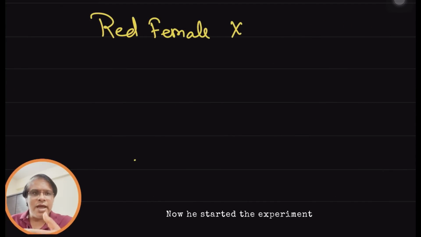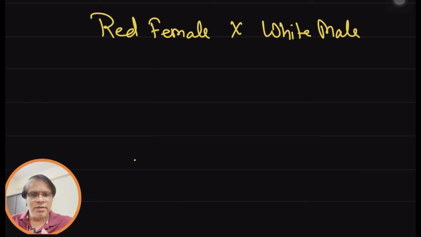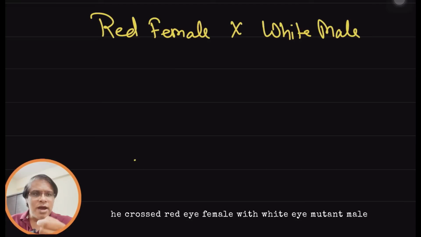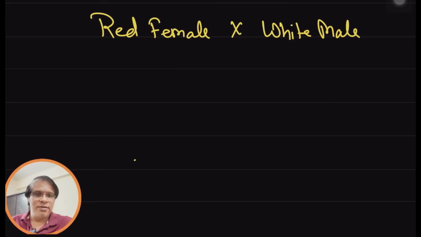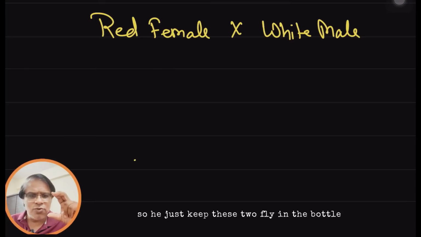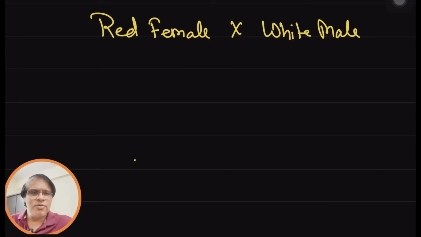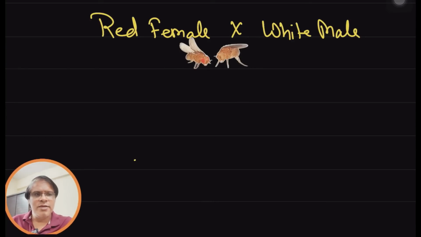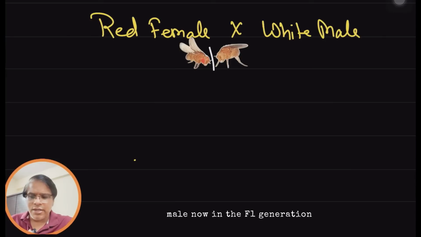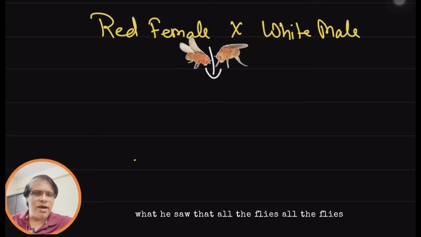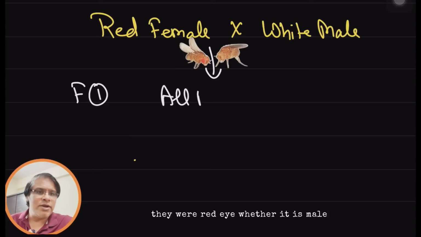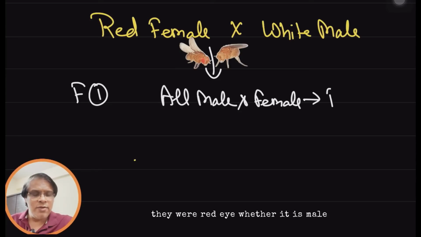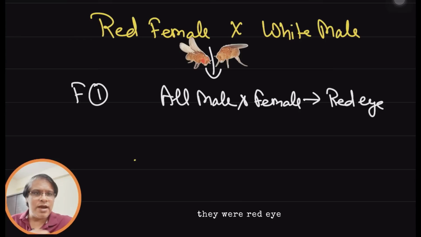Now he started the experiment. He crossed a red-eyed female with the white-eyed mutant male. He just kept these two flies in the bottle: red-eyed female crossed with white-eyed male. Now in the F1 generation, what he saw was that all the flies were red-eyed, whether male or female.